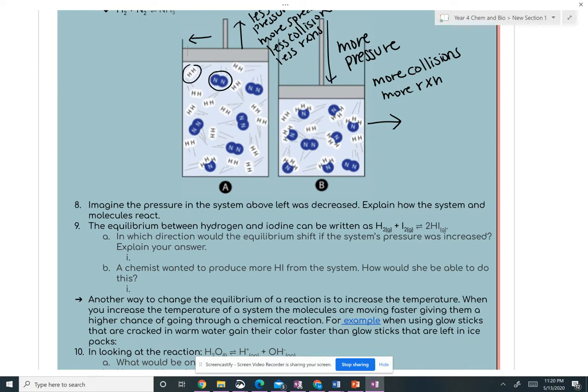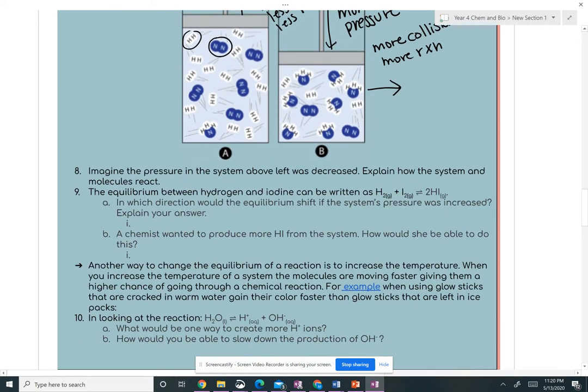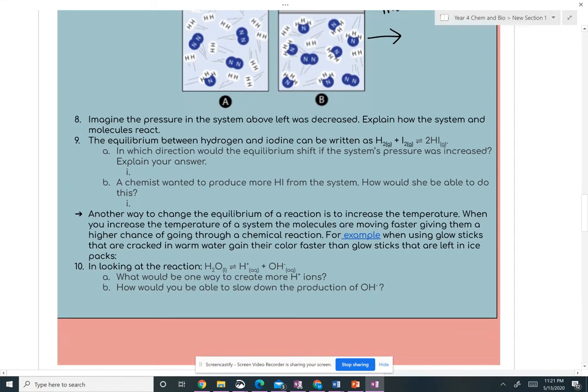So it's the same thing on here, right? We're talking about this hydrogen iodine reaction. It's almost exactly the same reaction. Which direction would it go if you had more pressure? If you had less pressure, how would that go? Those are some of the different things that you see on there, and this is just another example, except with some different ions.